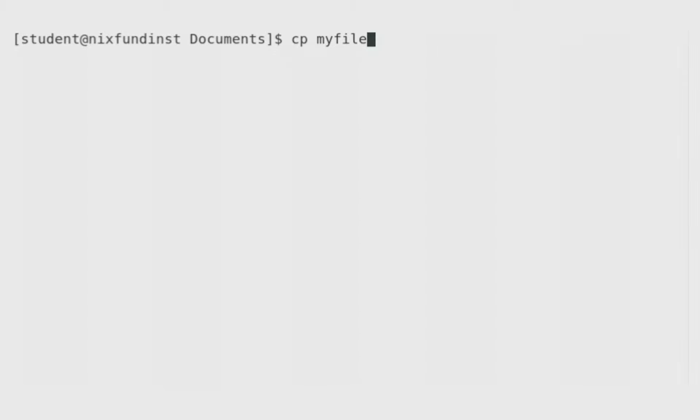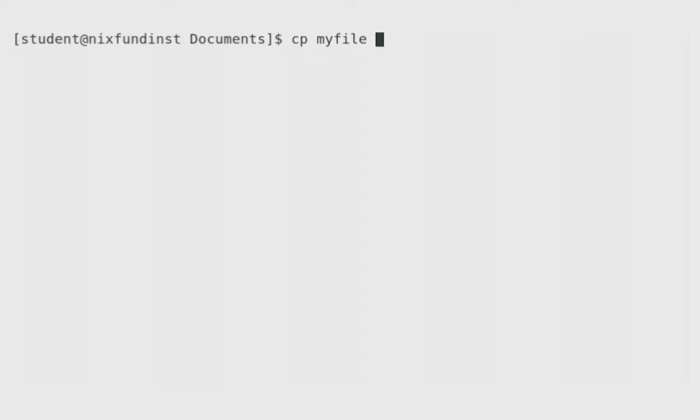Then I'm going to type another space. That allows us to type in the second argument to the command cp. The command cp requires the second argument to be the name of the file or the name of the directory that I want to copy it to.